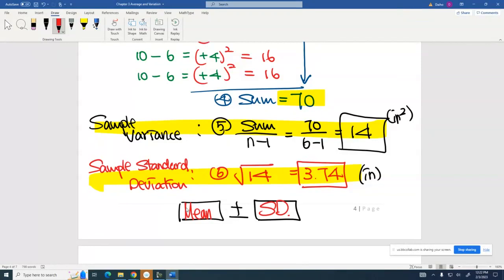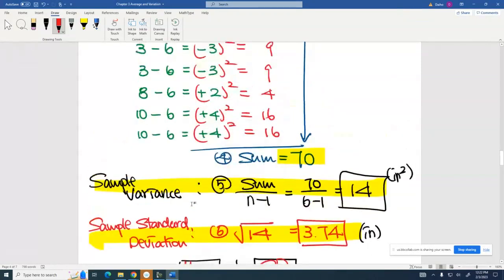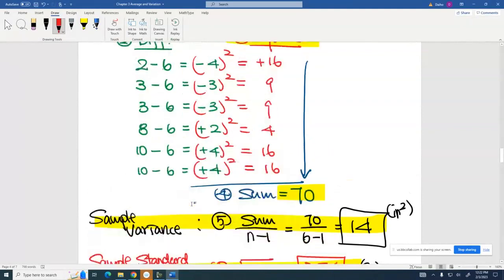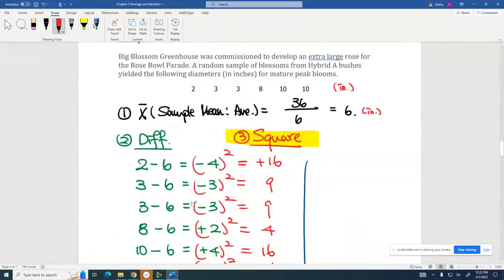Okay? So please understand the sample variance and the sample standard deviation are almost the same statistic. Both measure the variation, but because of the unit, we need one more step to take the square root. Six steps again: take the mean, difference, square, sum, divided by n minus one, then finally, take the square root.